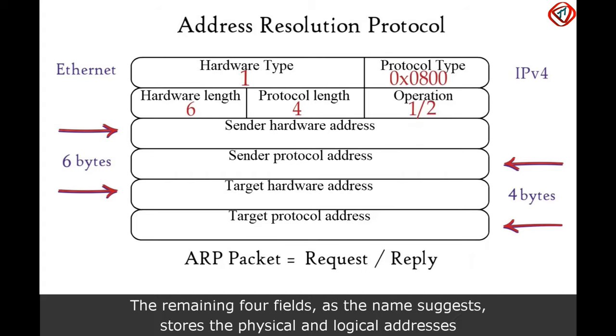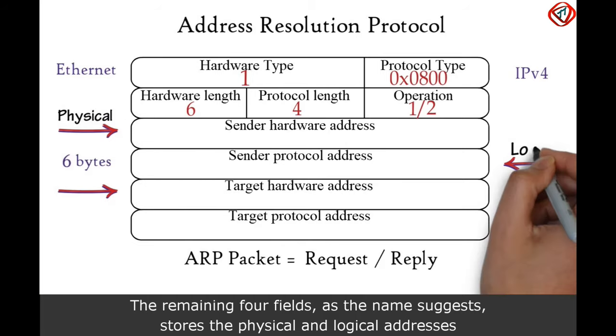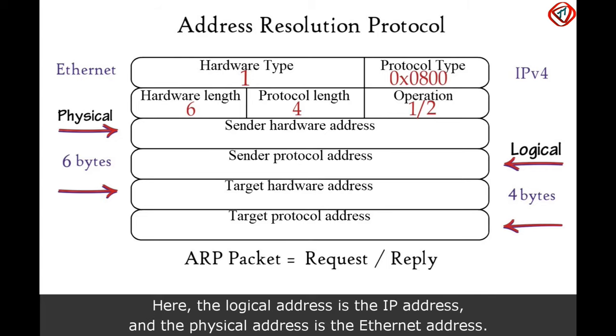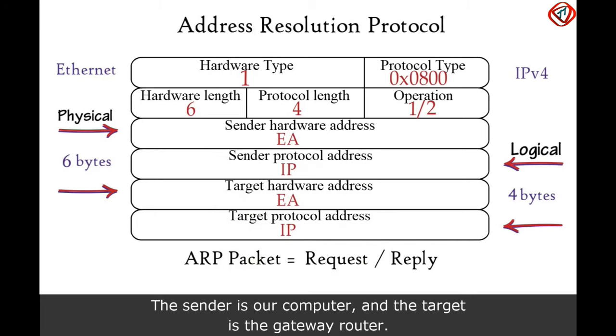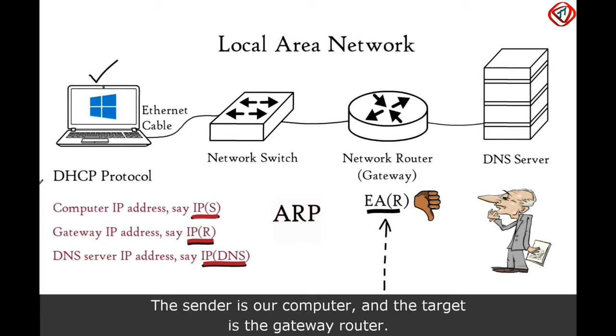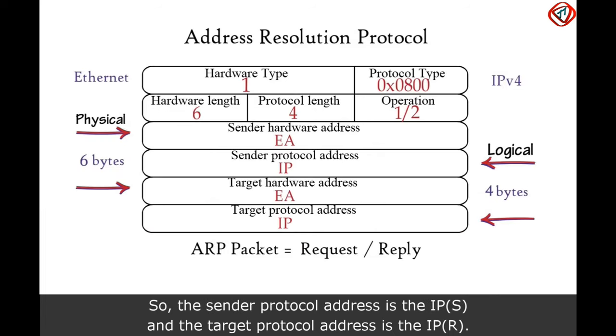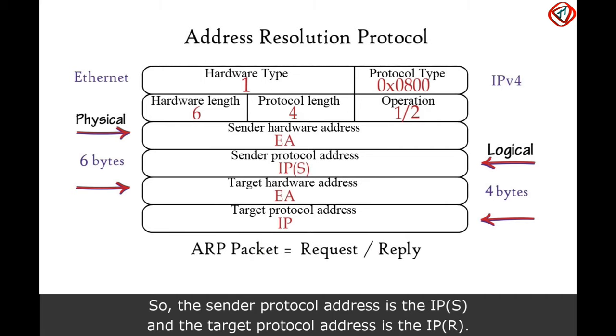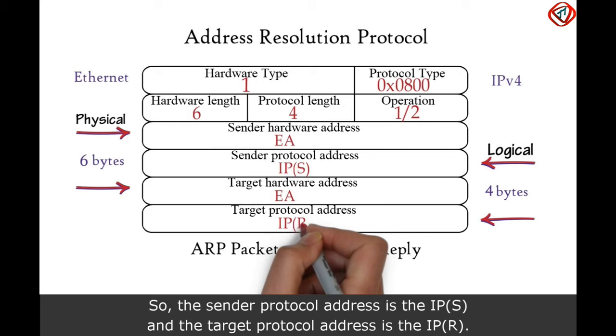The remaining 4 fields, as the name suggests, store the physical and logical addresses of the sender and receiver. Here, logical address is the IP address and the physical address is the Ethernet address. The sender is our computer and the target is the gateway router. So, the sender protocol address is IPS and the target protocol address is IPR.